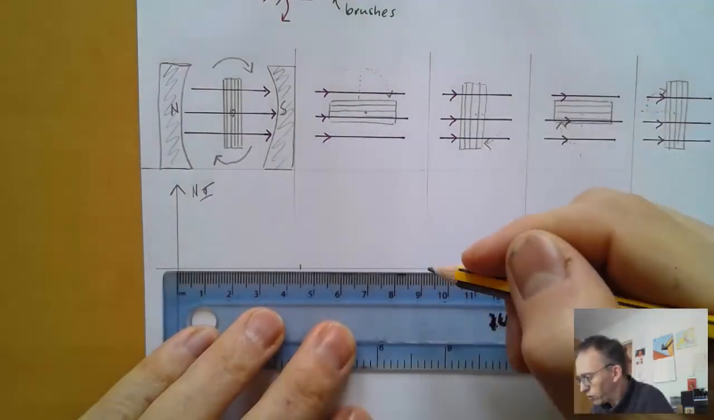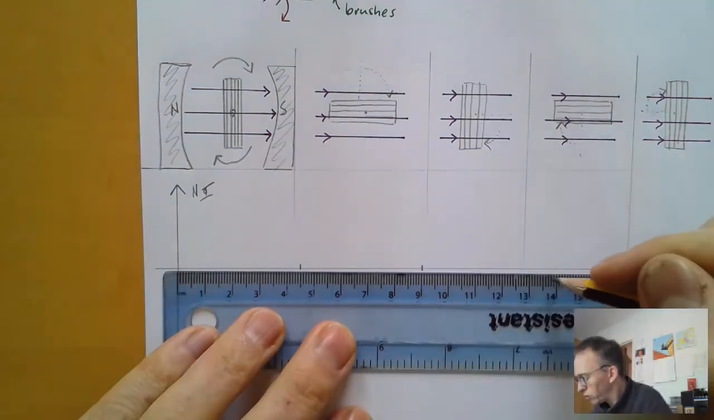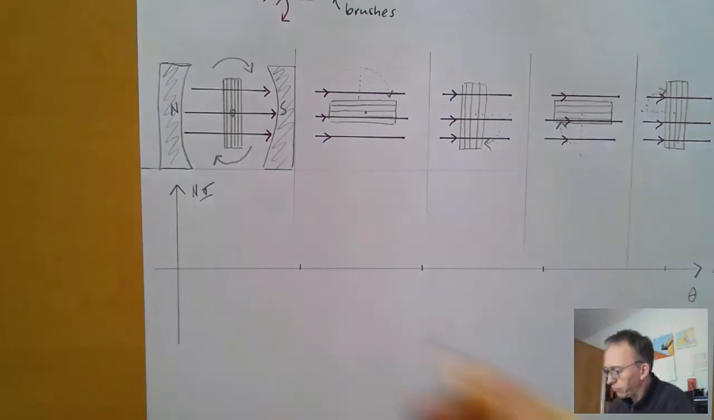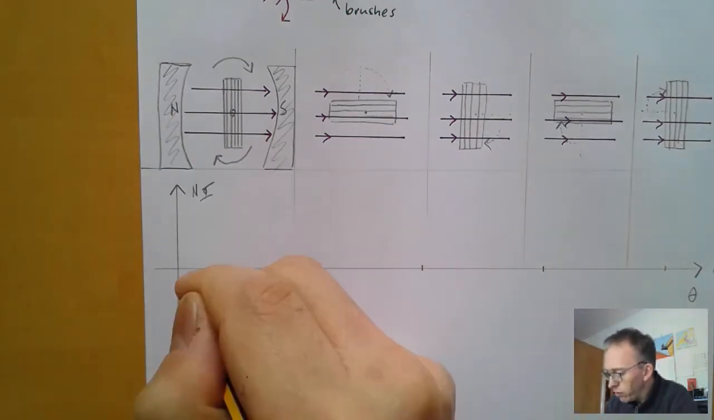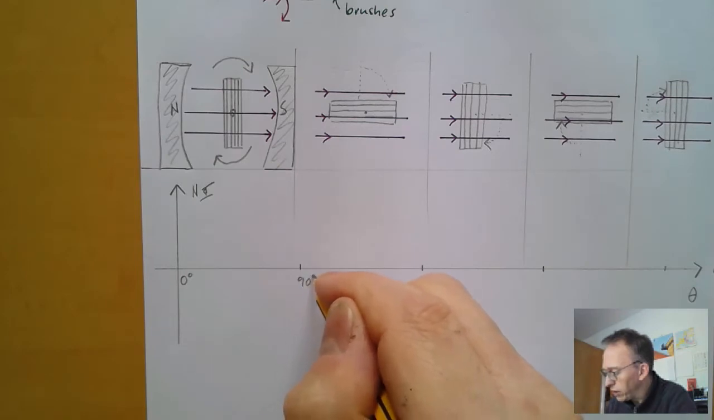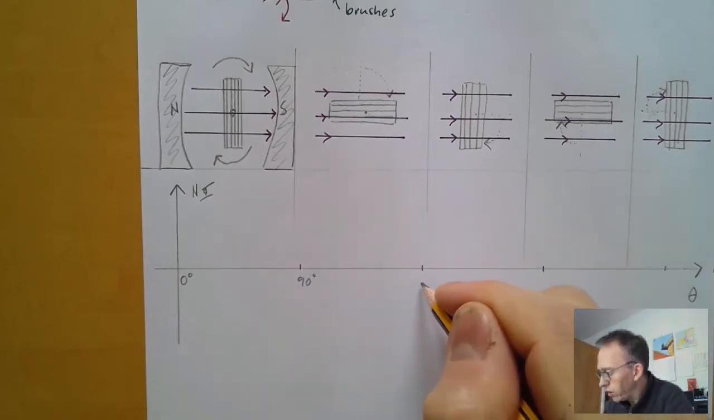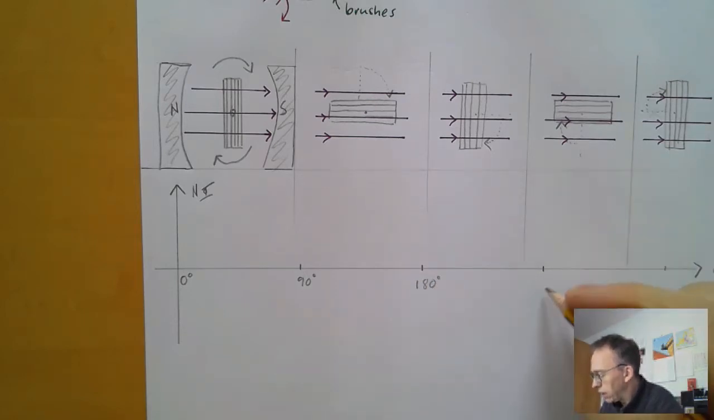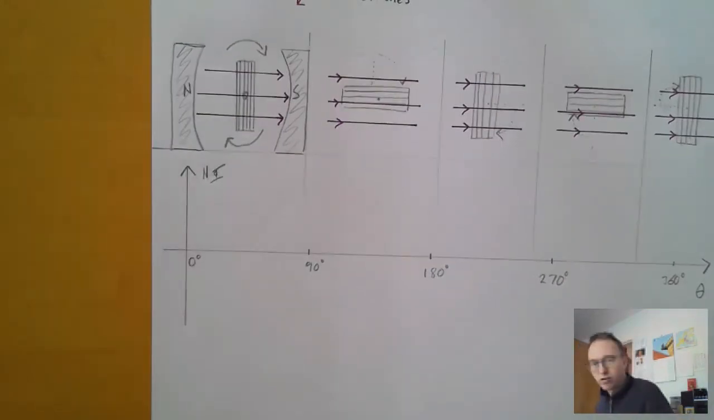Let's move this just a little bit that way. Say 5, we'll say 4.5. So 1, 2, 3, 1, 2, 3, 4. Okay. So this is going to be 0 degrees. I'm putting in the degrees just to get myself right. 90 degrees, 180 degrees, 270 degrees, 360 degrees.